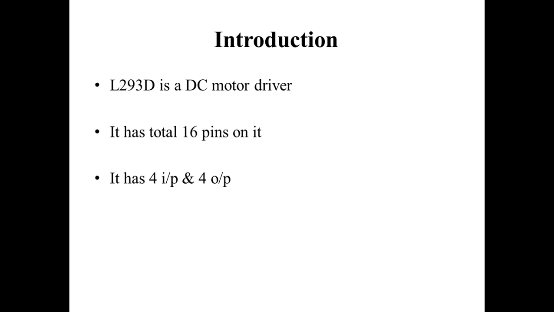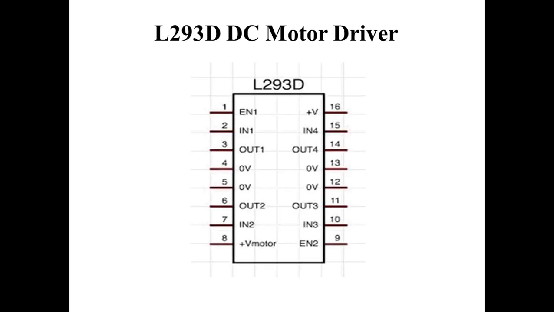Now, as I said, this is a 12 volt motor. You can use any type of motor basically, and I'll be connecting only one motor over here. Though I have 4 inputs and 4 outputs, I'll be using only one input and one output out of it. Fine. So we will see the diagram now for this particular L293D.